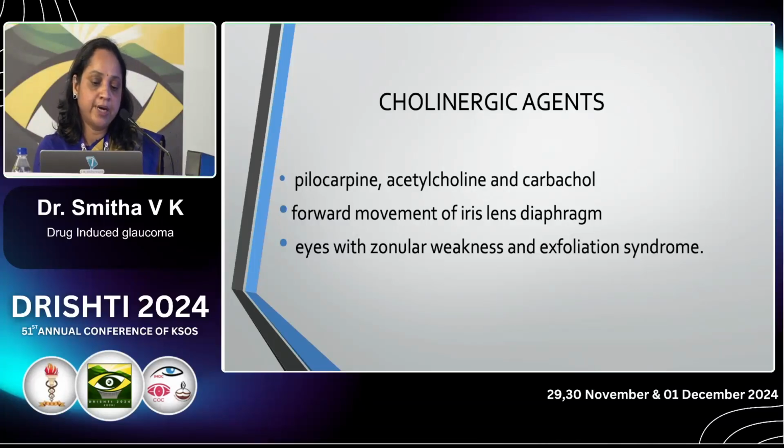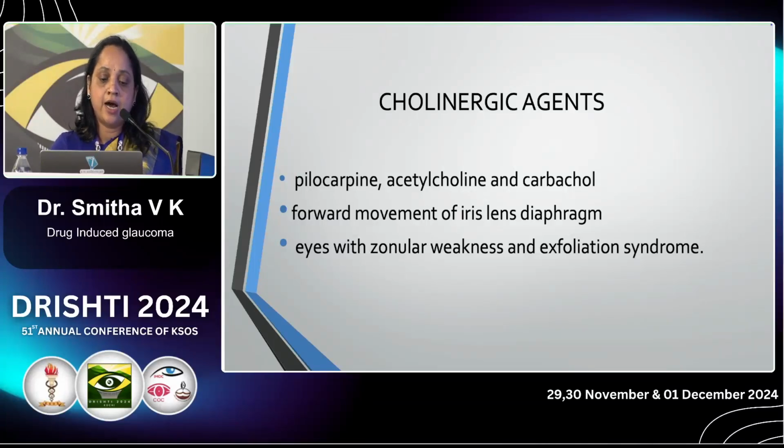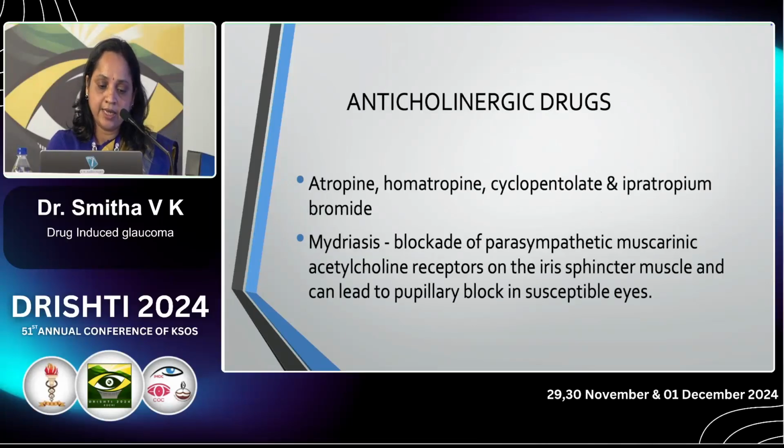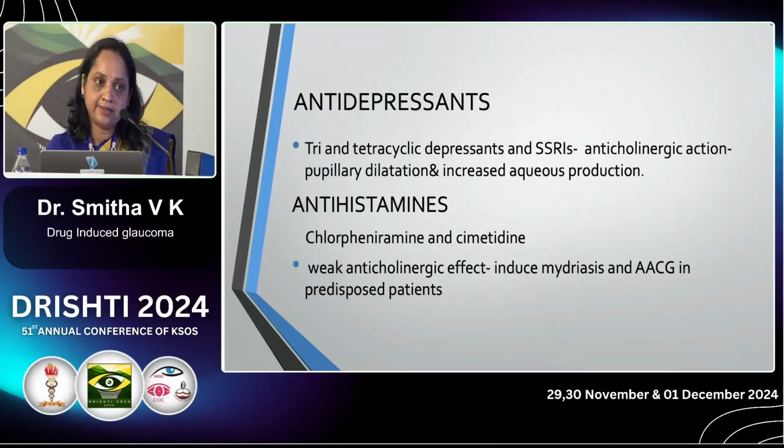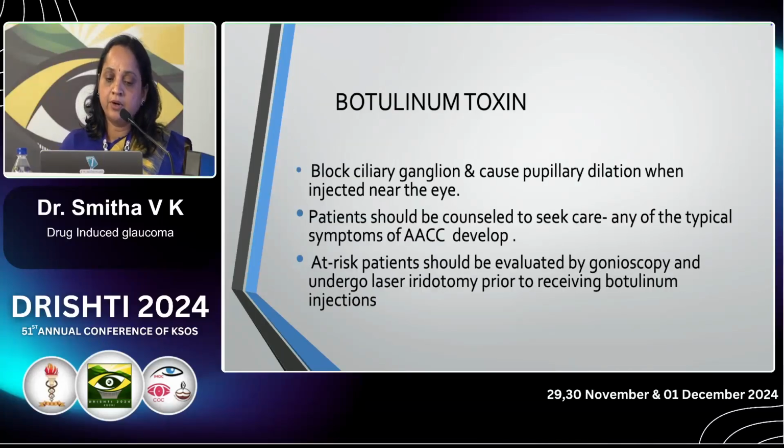Cholinergic agents like pilocarpine, acetylcholine, and carbachol cause forward movement of the lens iris diaphragm, especially in cases with zonular weakness and exfoliation syndrome. Anticholinergics like atropine and homatropine cause mydriasis and pupillary block. Antidepressants like tricyclic and tetracyclic antidepressants can cause pupillary dilatation, and antihistamines also cause pupillary dilatation. Botulinum toxin can block the ciliary ganglion and cause pupillary dilatation when injected near the eye.